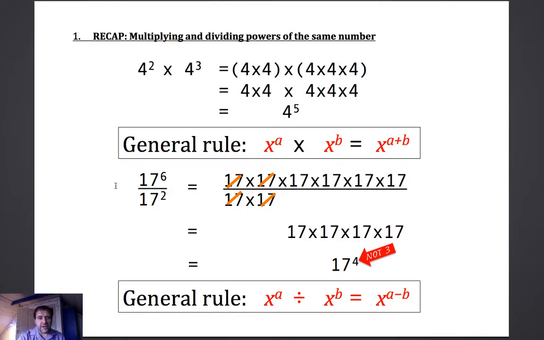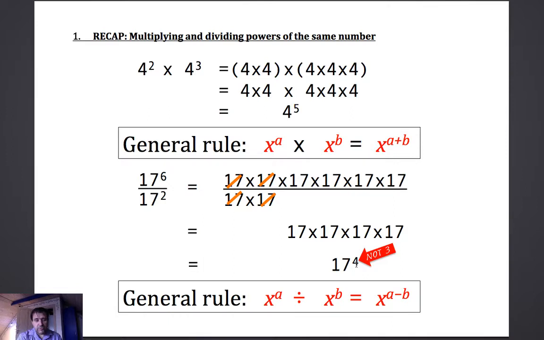Similar rule for dividing. 17 to the power of 6 divided by 17 to the power of 2. So again, you can write that out long ways. 17 times 17 times 17 times 17 times 17 times 17 divided by 17 times 17. And then a couple of the 17s, top and bottom, cancel each other out, leaving you just with 17 times 17 times 17 times 17 on the top, which is the same as 17 to the power of 4.